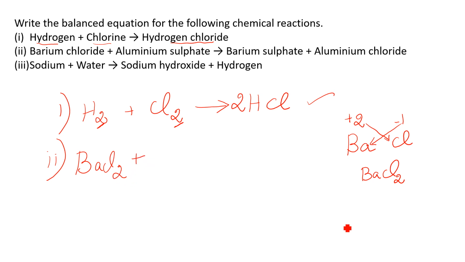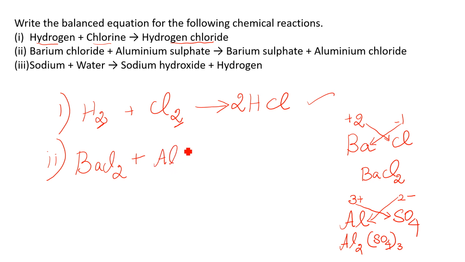And aluminium sulfate. How do you write the formula for aluminium sulfate? Aluminium has the charge 3 plus. Okay, aluminium is a metal. Valency is 3, has a charge plus. Sulfate is SO4, 2 minus. Okay, neglect the charge. Crisscross the valency. Al2, SO4 thrice. Sulfate is a polyatomic ion. So this is how you write the formula. So barium chloride is BaCl2. Aluminium sulfate is Al2(SO4)3.